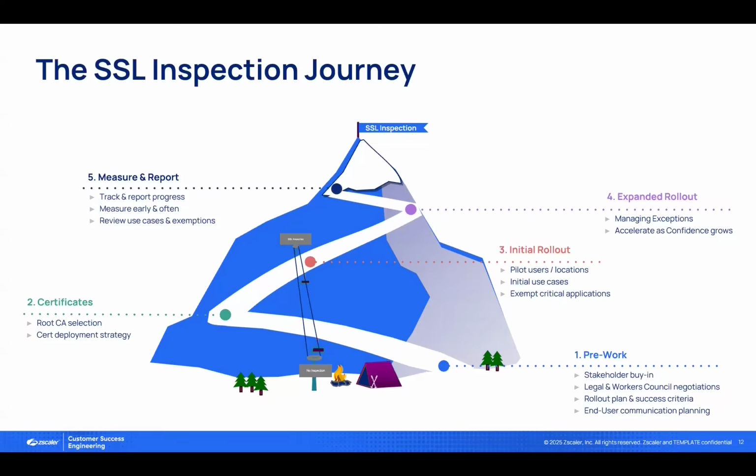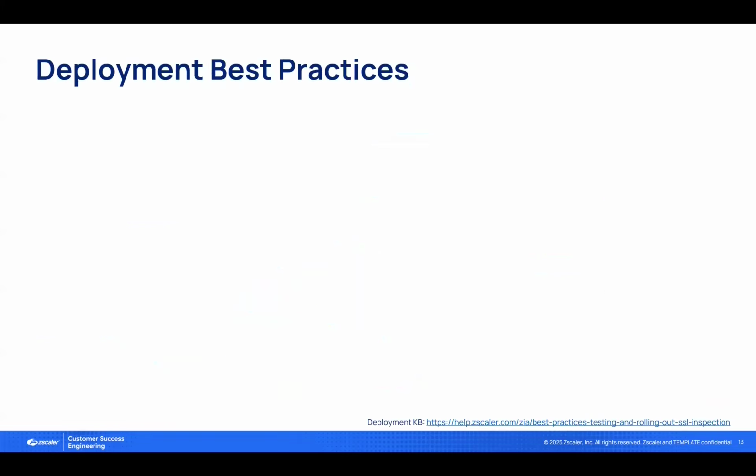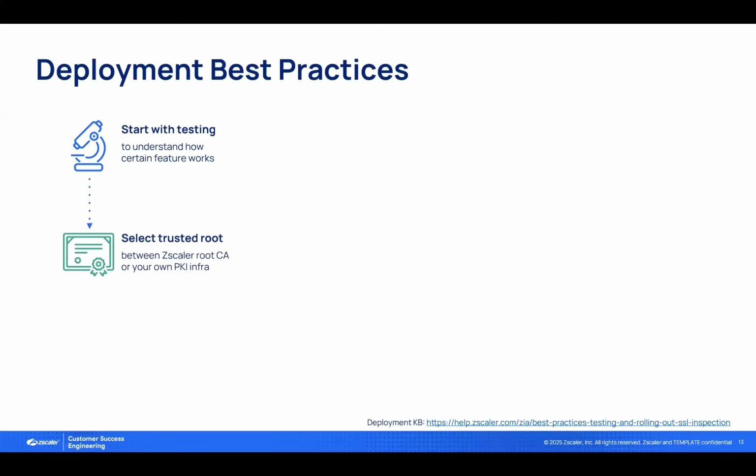And you'll also want to make sure that you build a way to measure and report adoption of SSL inspection to track and report on your progress. Here are a few deployment best practices. First, you'll want to start with testing with pilot users, a pilot location, and pilot applications. Select between Zscaler's root certificate authority or your own public key infrastructure. Distribute this root certificate to your endpoints. The best way to do this is to use Zscaler Client Connector.